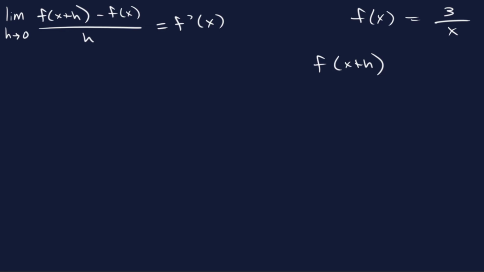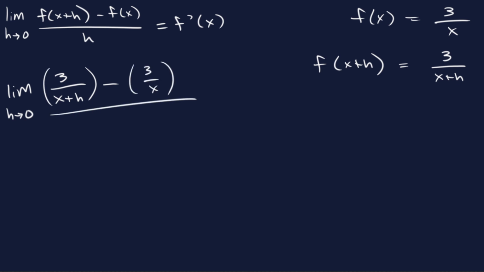So f of x plus h would be 3 over, and then substituting x plus h for x would be 3 over x plus h. So substituting that all back into our limit definition, it would be the limit as h approaches 0 of 3 over x plus h minus f of x, which is 3 over x, over h. And we can get rid of these parentheses because there is no multiplication or anything that we have to do. So we have our function here, and now we need to simplify it in some way, because again, if we try direct substitution, not going to work. You will get 0 over 0.